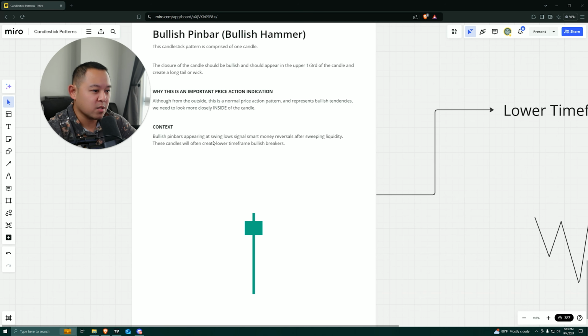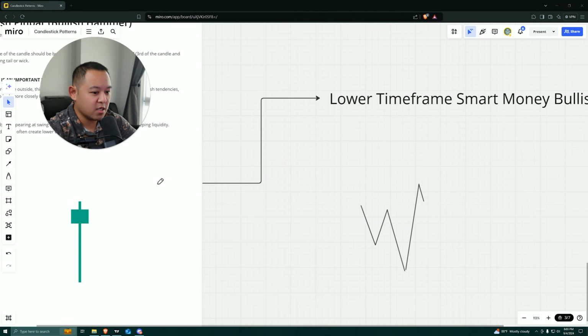All right, so bullish pin bars appearing at swing lows signal smart money reversals after sweeping liquidity. These candles will often create lower time frame bullish breakers. All right, so on this candlestick on the lower time frame, you guys will see some type of market structure where we're taking out a previous low and then we are closing higher. This is creating the long wick down here. I would say this wick is probably longer than that, obviously. And you might get a bullish breaker somewhere in here.